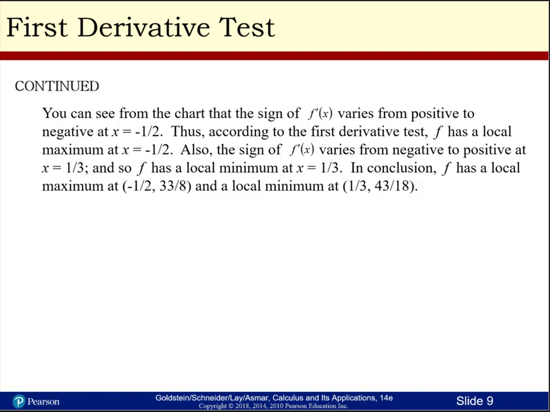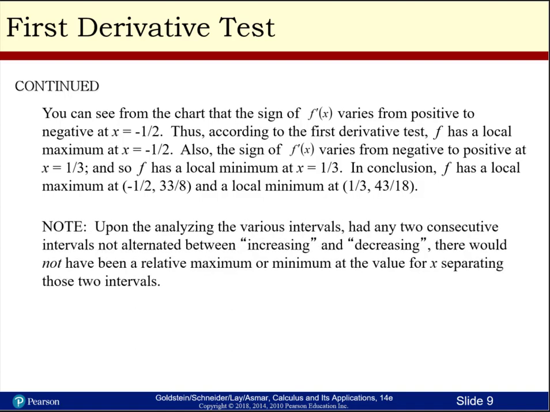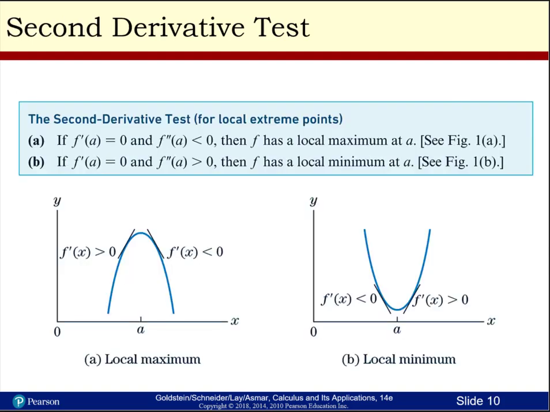In conclusion, f has a local maximum at negative 1/2, 33/8, and a local minimum at x equals 1/3, y equals 43/18. Upon analyzing the various intervals, had any two consecutive intervals not alternated between increasing and decreasing, there would not have been a relative maximum or minimum at the value for x separating those two intervals. Next, we have the second derivative test.